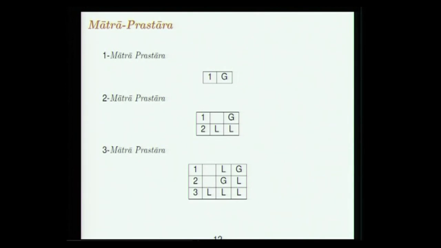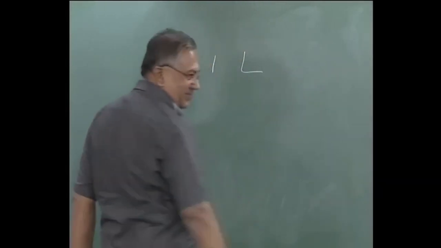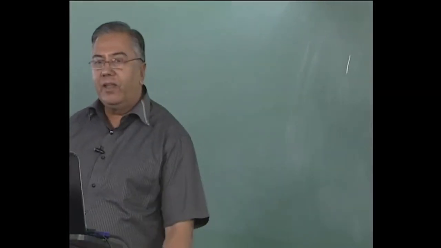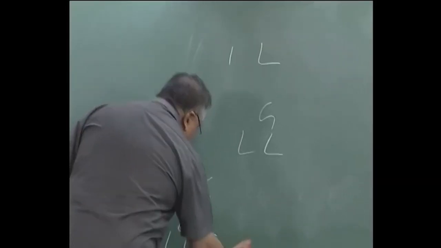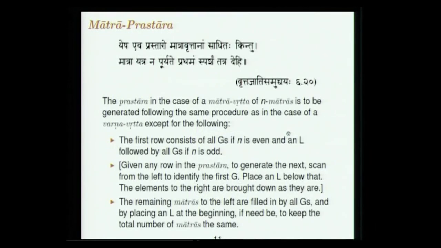So, one matra prastara is just a laghu. It cannot be a guru. Guru is two matras. So, the two matra prastara, there are only two possible vrittas, a single guru or two laghus. Three matras: LG, GL, LLL. So, what is the general rule for having a prastara of all such vrittas?